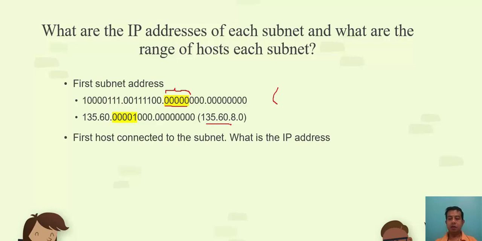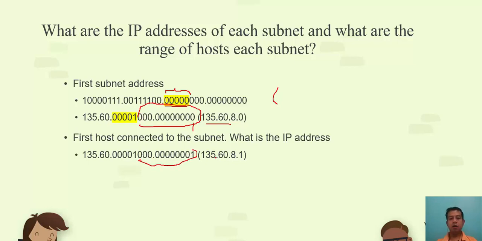Now I start connecting computers to my first subnet. What would be the IP address of the first computer connected to my first subnet? This would be easy. It would be 135.60.8.1. These 11 bits are there for my host part, so I can connect 2 to the power 11 minus 2 computers. Obviously I cannot use all zeros, so my first computer would be where I use one single bit. So in decimal, 135.60.8.1 is the IP address of my first computer in my first subnet.